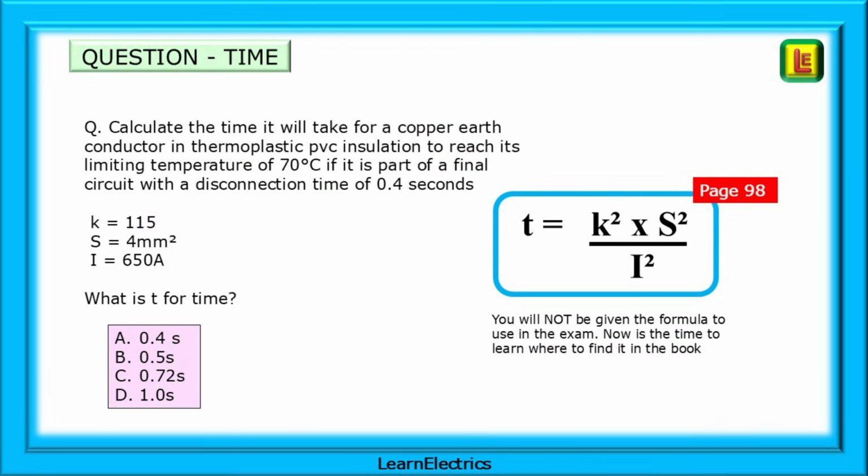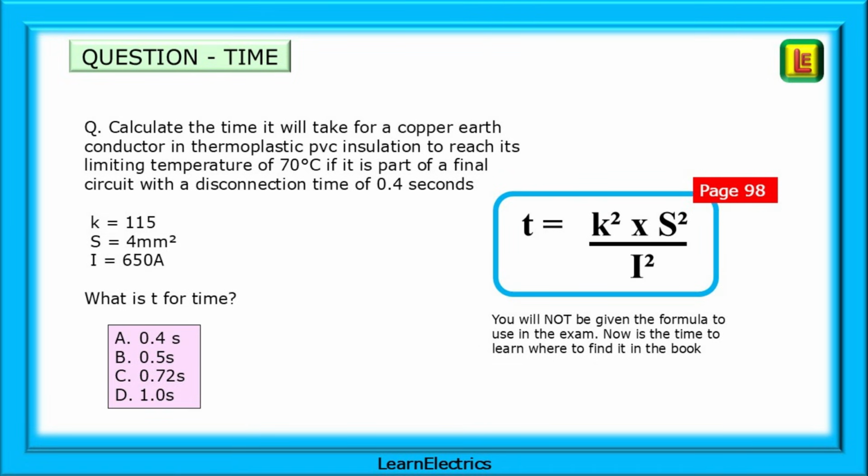The first question then is on time. We must calculate the time it takes for a copper earth conductor in thermoplastic PVC insulation to reach its limiting temperature of 70 degrees Celsius if it is part of a final circuit with a disconnection time of 0.4 seconds.